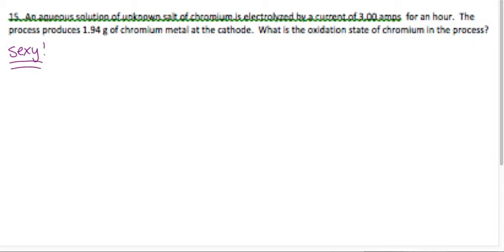This is it. An aqueous solution of an unknown salt of chromium is electrolyzed by a current of 3 amps for an hour. The process produces 1.94 grams of chromium metal at the cathode. What is the oxidation state of the chromium?